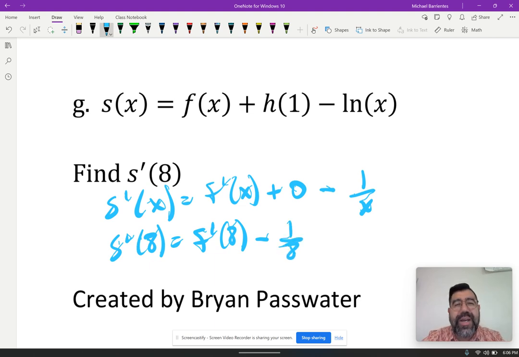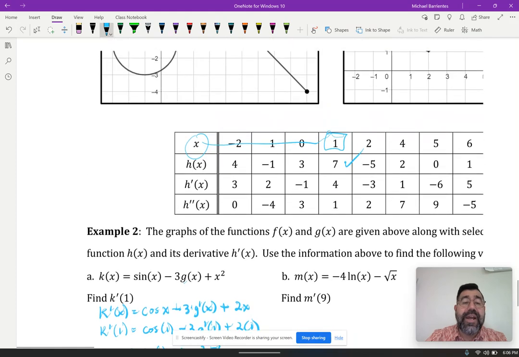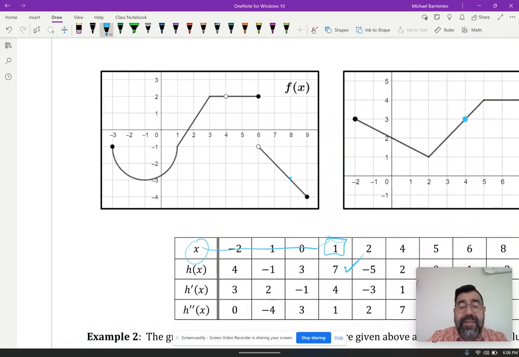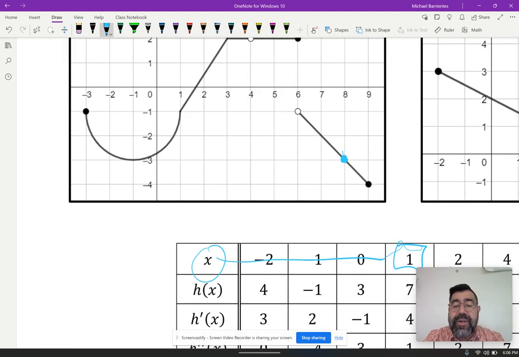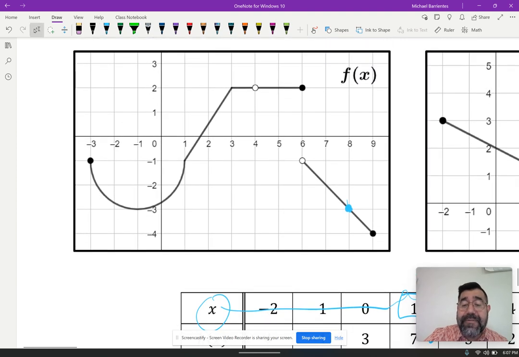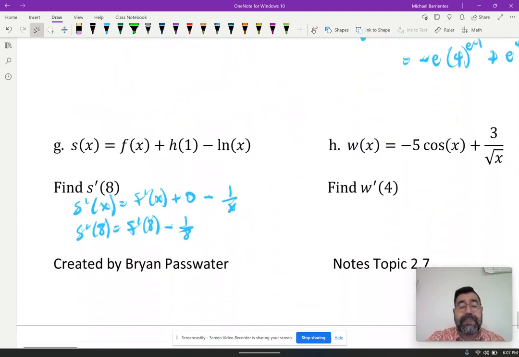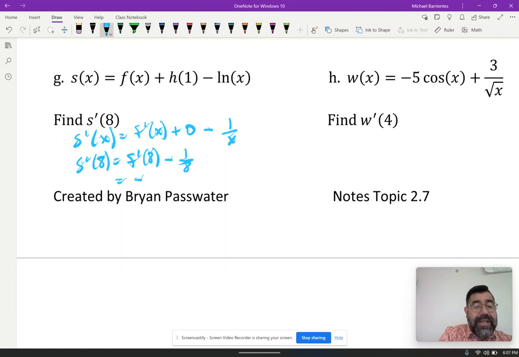Well, what's f prime of 8? Let's go to the graph and see if we can figure it out. Here's x equals 8. So we're talking about this point right here on the F graph. What is the slope of this line segment at that blue point? The slope is -1 because I go down 1, go over 1, down 1 over 1, down. You can go down 3 over 3 and it's still going to be -1. So the derivative value of this function f at x equals 8 is -1. So I have -1 minus 1/8. Well, that's -1 and 1/8, which is -9/8. And there's my answer.